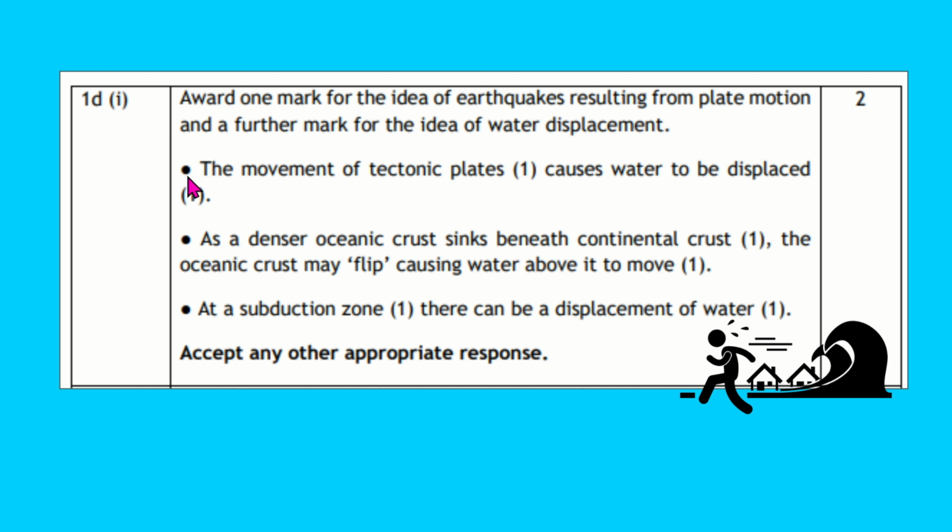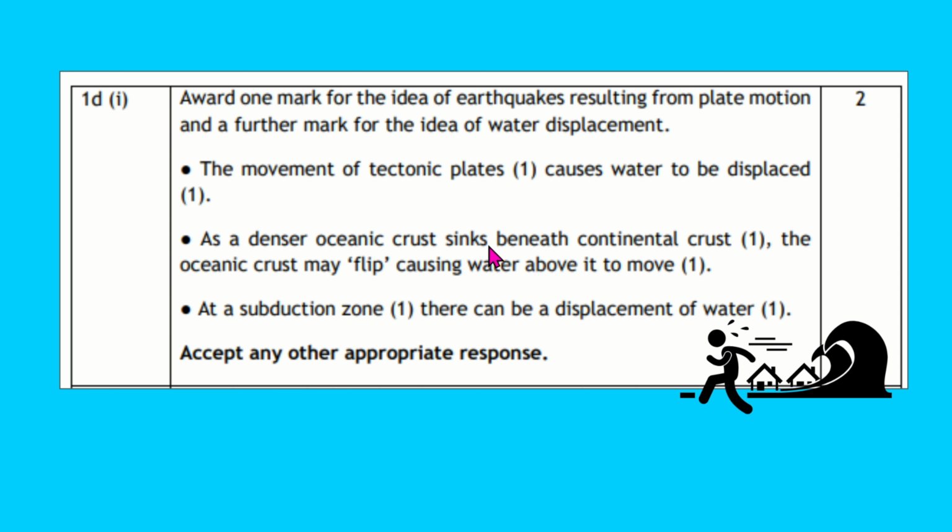We can see here the first one is the simplest. Okay, the movement of tectonic plates. That's going to get you a mark, right? As we know, all tectonic hazards are caused by the movement of tectonic plates. Causes water to be displaced. That second word there, displaced, that's where the second mark is awarded. The next 2 are much more difficult, and they get the same amount of marks. So generally, I'd say keep it simple, get the marks, and move on and save that time.